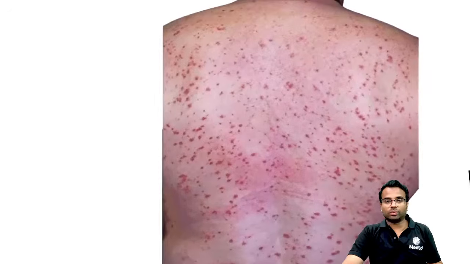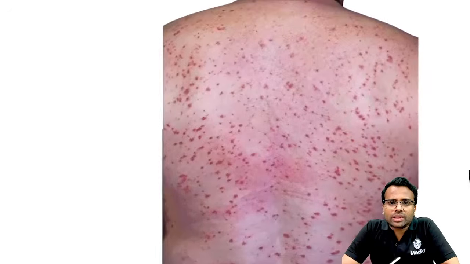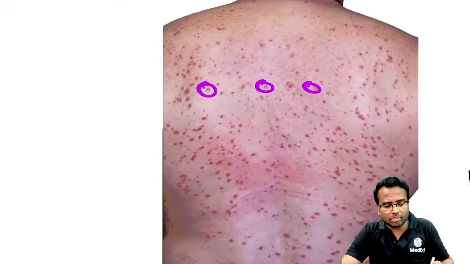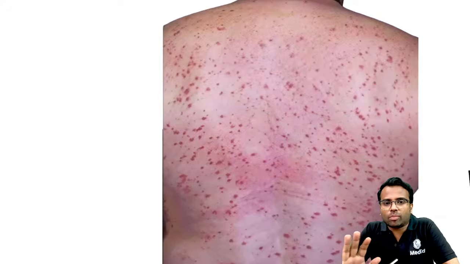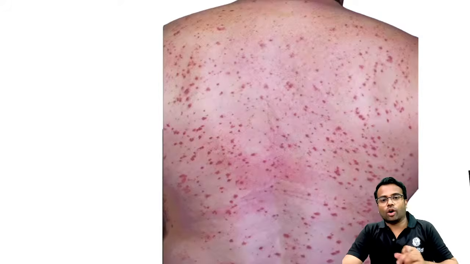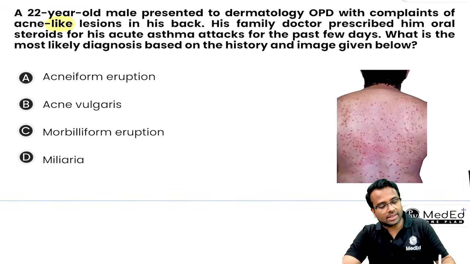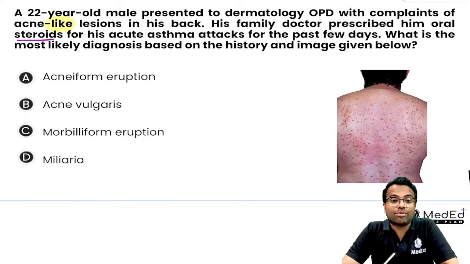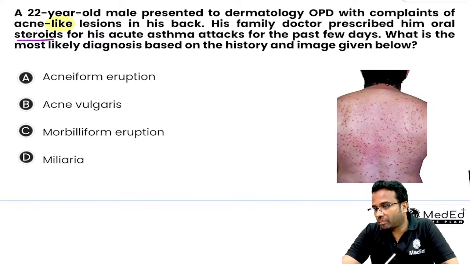I'll just zoom this image for you. When I zoom this image, I can see almost all the lesions here are looking almost similar in morphology. A similar morphology of lesions can be seen over the trunk, and the question says that the patient has used steroids. What is it? Is it an acneiform eruption? Is it acne vulgaris? Is it a morbilliform eruption or a miliaria? Who can answer?